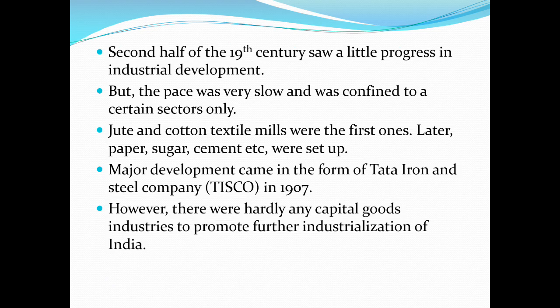Then the major development came in the form of the Tata Iron and Steel Company in 1907. This was introduced in that year, 1907. TISCO, that is Tata Iron and Steel Company. What is all this used for, girls? Iron and steel are used for building, manufacturing and various other things. So it started to inculcate.